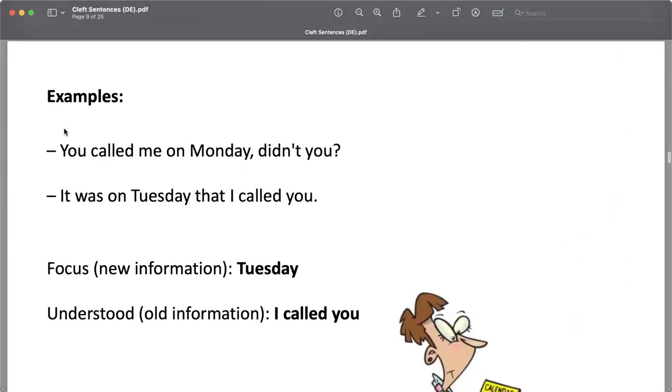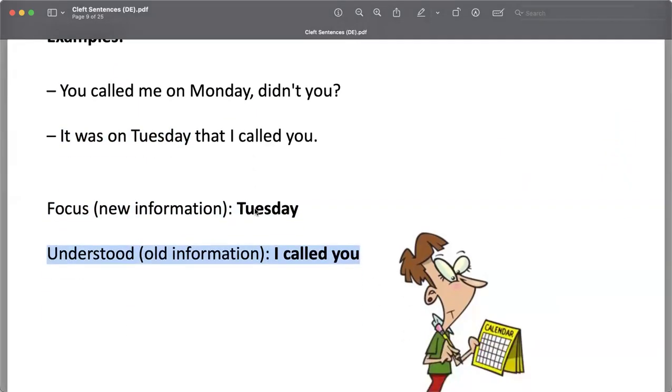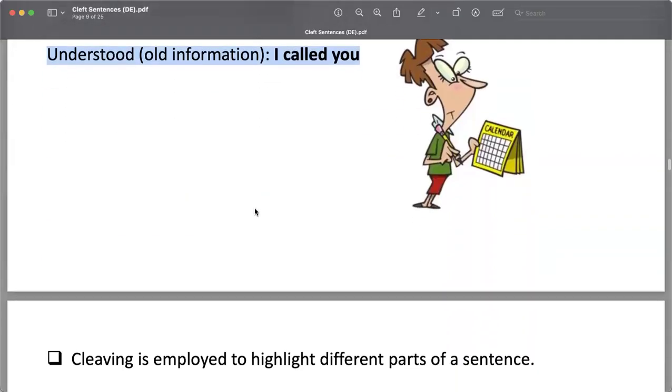Likewise, one more example. You called me on Monday, didn't you? So we can say, it was Tuesday that I called you. The focus, the new information, is Tuesday; the understood information is that I called you. So this is how we have identified the focuses.